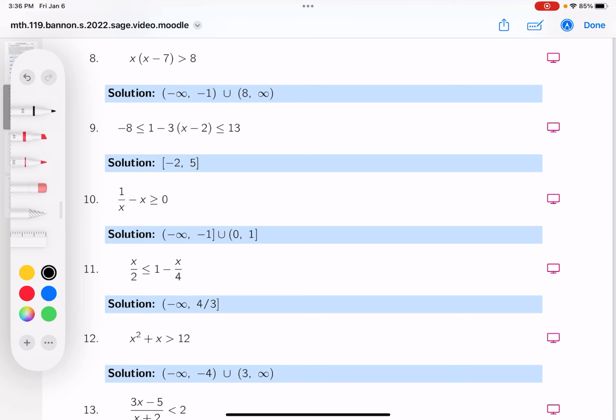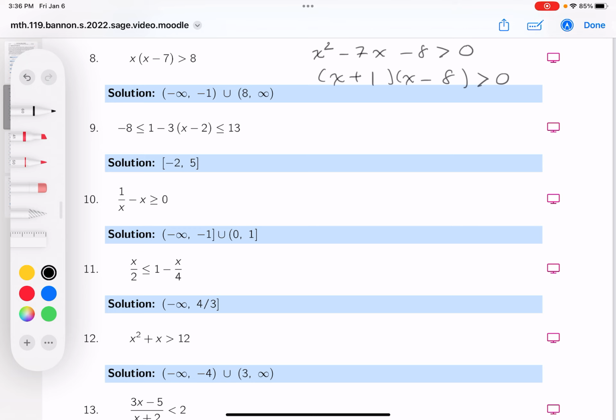Okay, 8 is a polynomial inequality. It's quadratic in form. So let's write this down. It's x squared minus 7x. I'm going to subtract 8 from both sides, minus 8, and I'll be greater than 0. Factor it. I'm going to say 8 and 1, minus 8, plus 1.